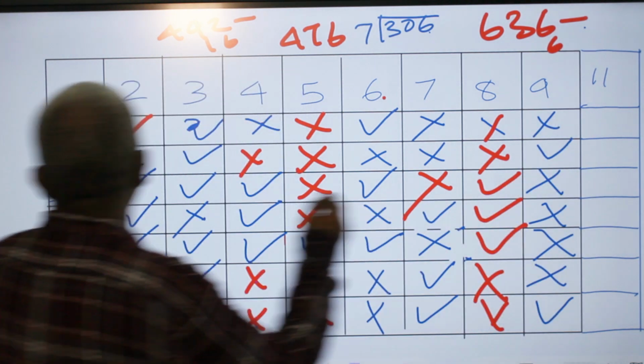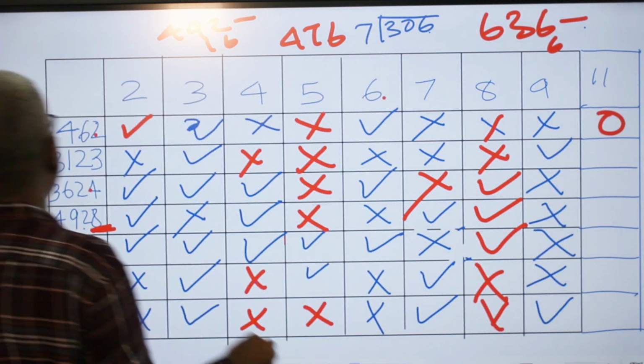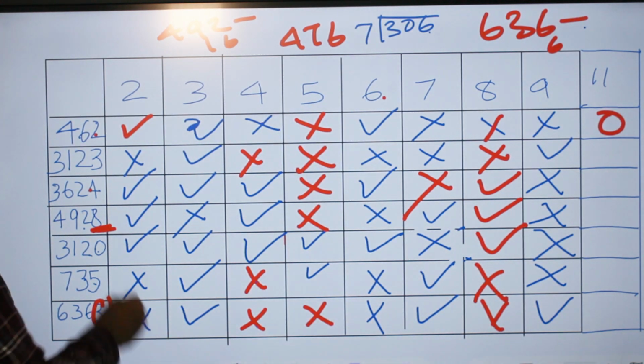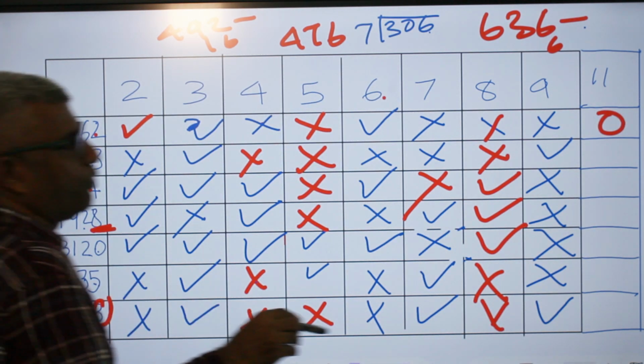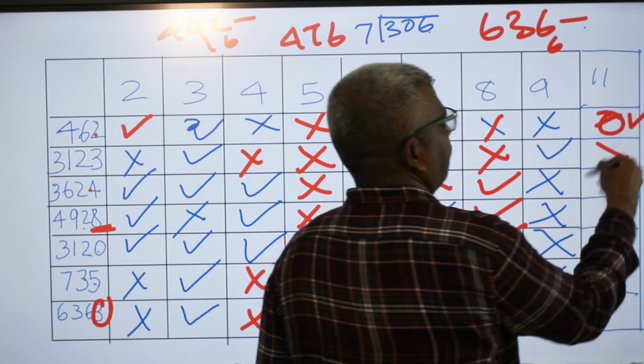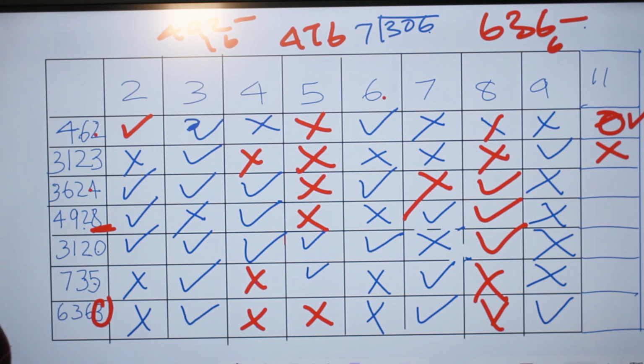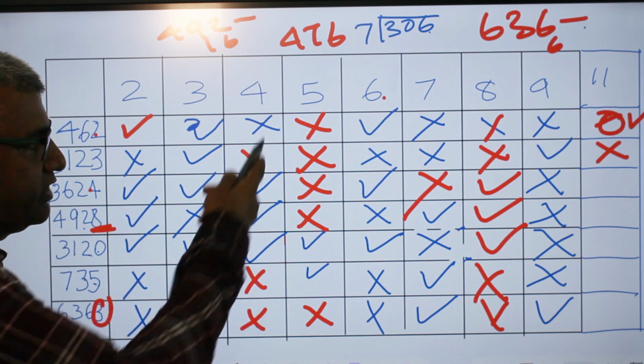11, alternate digits. 462: 4 plus 2 is 6. 6 minus 6 is 0. 3123: 3 plus 2 is 5. 1 plus 3 is 4. 5 minus 4 is 1. So it is not divisible by 11. 462, the difference is 0, so it is divisible by 11.